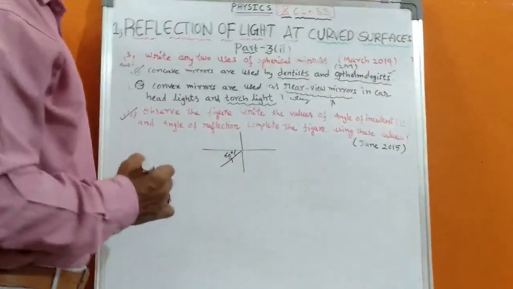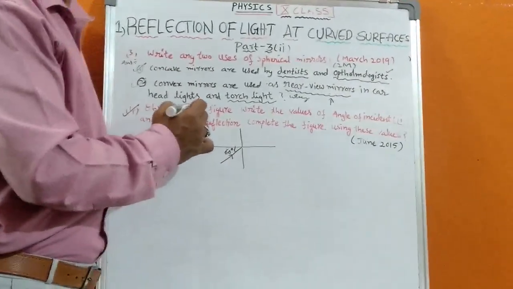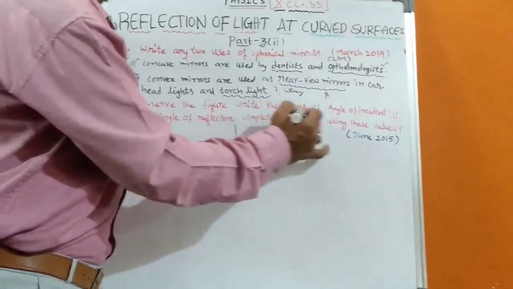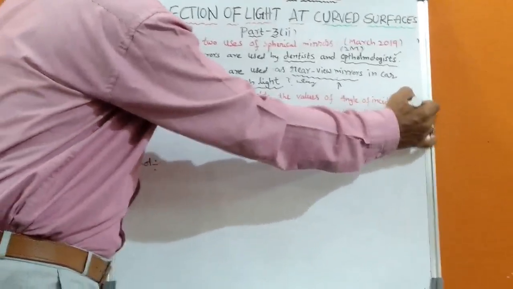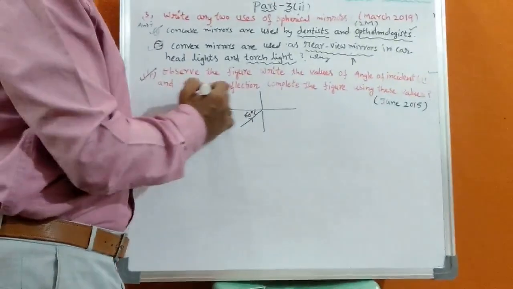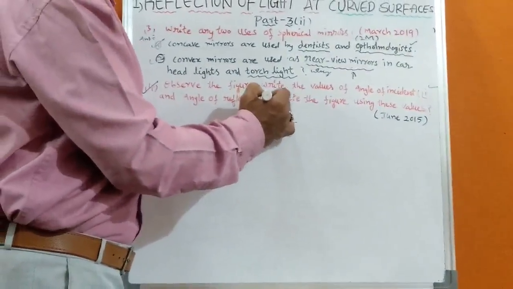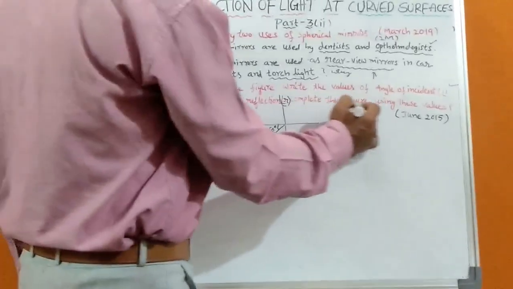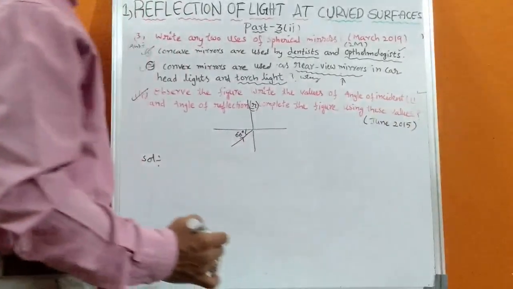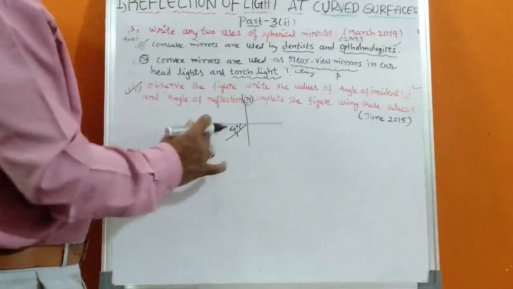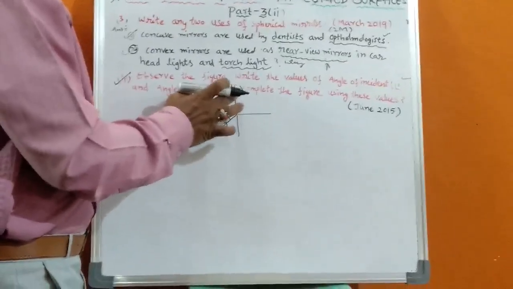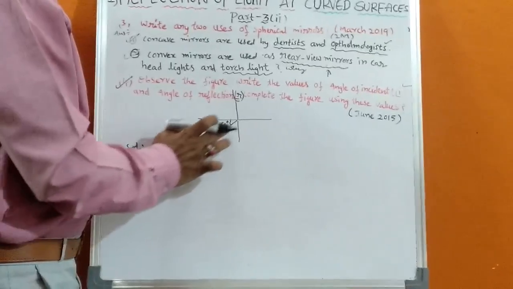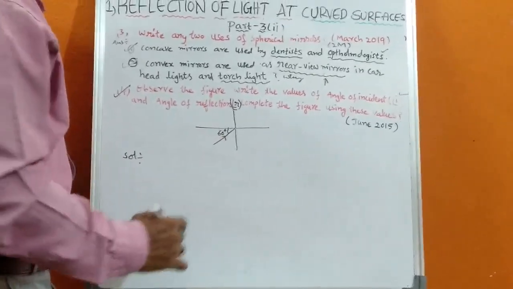So we will see the 4th question. Observe the figure. Write the values of angle of incidence, angle I, and angle of reflection, angle R, and complete the figure using these values. See here, this is the question. It is given just these lines, one arrow and one angle of 60 degrees.